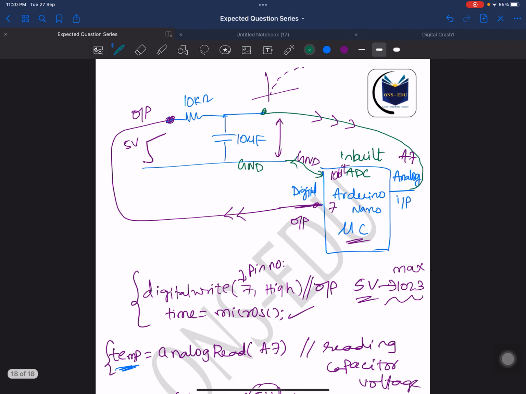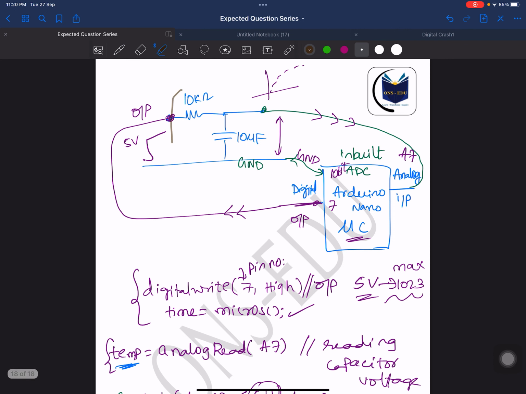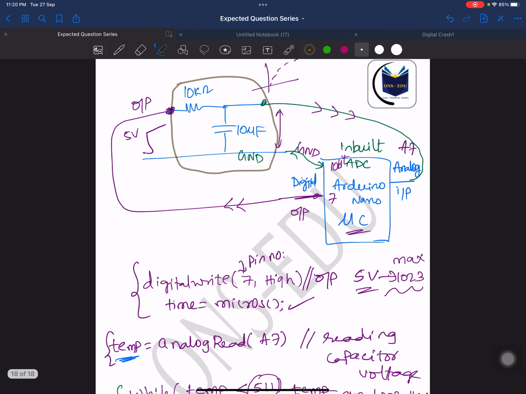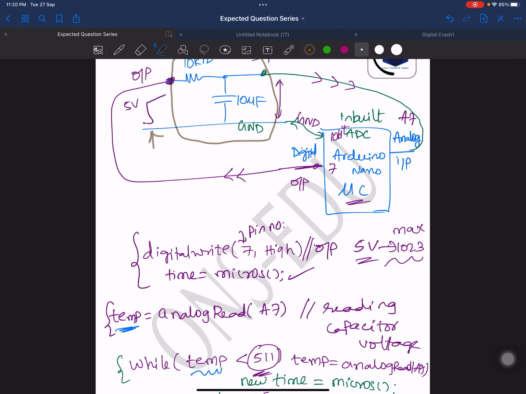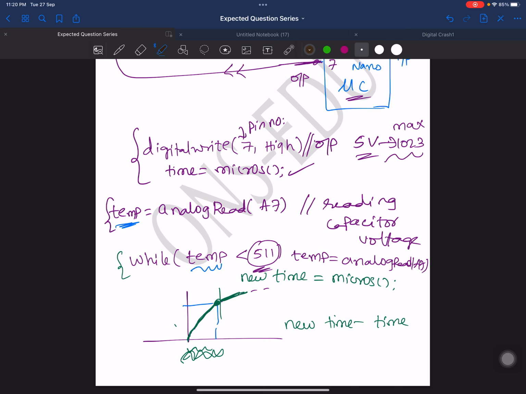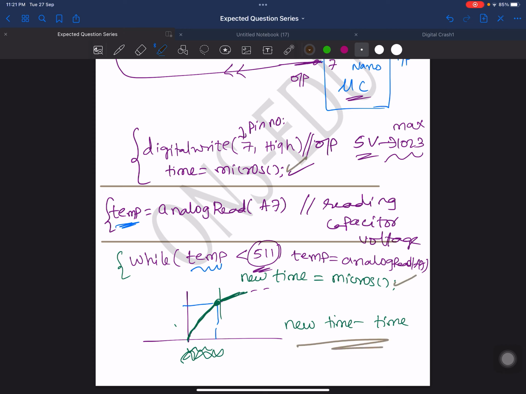Similarly, very simple. I'm taking a simple RC circuit, a practical implementation. I've connected a microcontroller and I'm making the pin high. After that I'm measuring the capacitance value by ADC reading. Once the capacitor touches the midpoint, 511, because 5 volts is 1023 and the midpoint is 511, I calculate the time at that instant. The difference is this duration, T1. Same story.